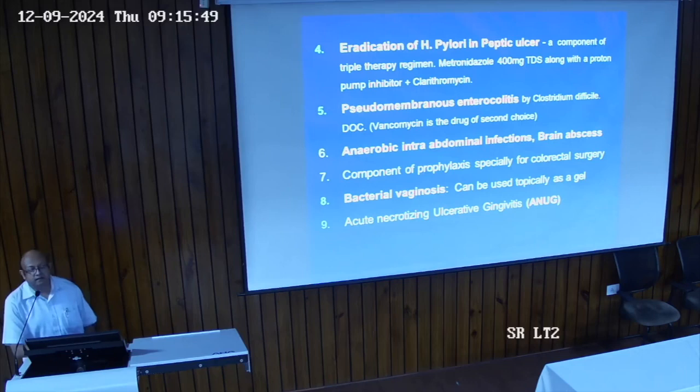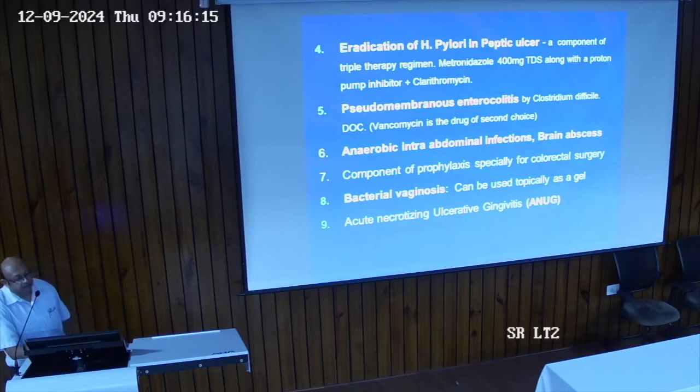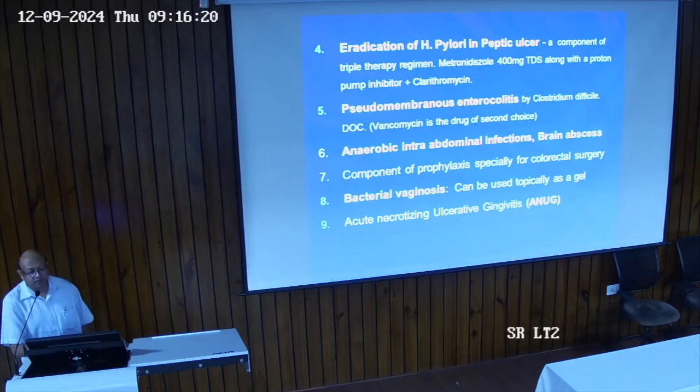And then you have already read this: eradication of H. pylori in peptic ulcer. In peptic ulcer there is a combination of 3 drugs, where one is metronidazole, another is clarithromycin, and a third component which is a proton pump inhibitor. So this you have already read earlier. Then there is pseudomembranous enterocolitis caused by Clostridium difficile. Another is anaerobic intra-abdominal infection and brain abscess. There is even a component of prophylaxis, especially for colorectal surgeries. So when you talk of antimicrobials, they have got varied roles.